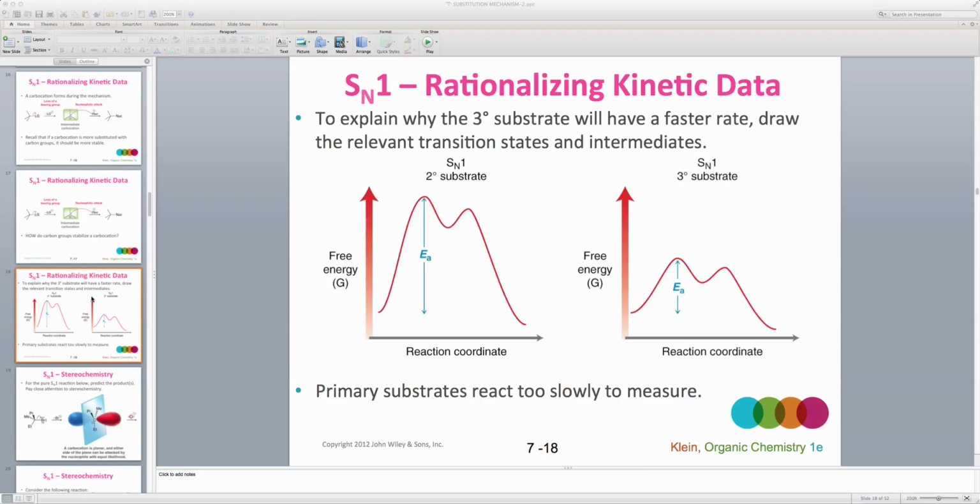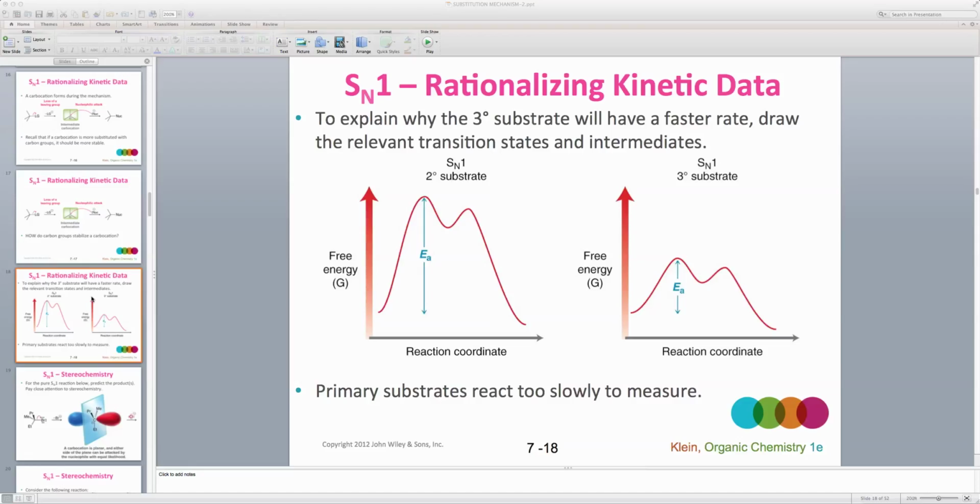Now let's look at some free energy diagrams, and let's particularly focus on the energy of activation for the slow step. So to your left on slide 718, you see that the energy of activation for a secondary substrate, in other words, to generate a secondary carbocation, is much greater than the diagram on the right with a tertiary substrate to generate a tertiary carbocation. In other words, since they're more stable, they'll be formed faster.